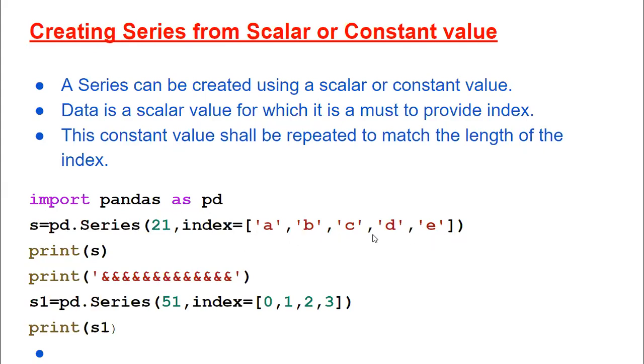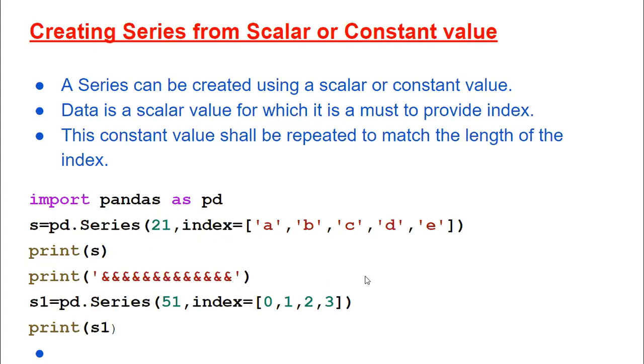Within the code we have created an index over here. Now, how many indexes did we create? 5 indexes. That means the value 21 will be printed 5 times. That is the meaning. Now, when we give print s, it will print 21 five times. Suppose you give only a, b in the index, only 2 times it will print.